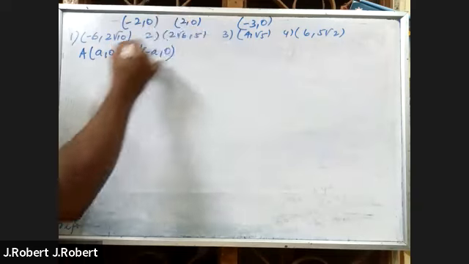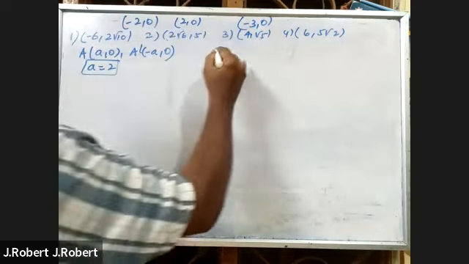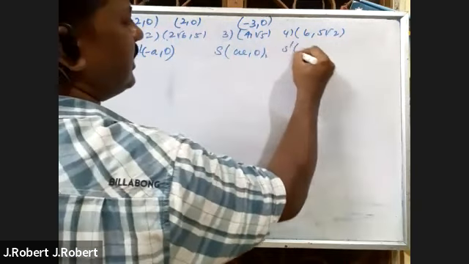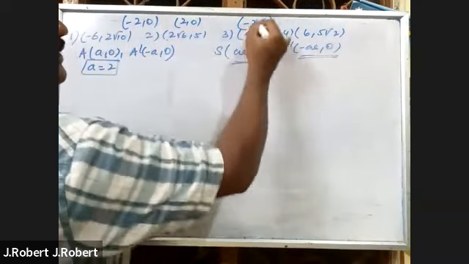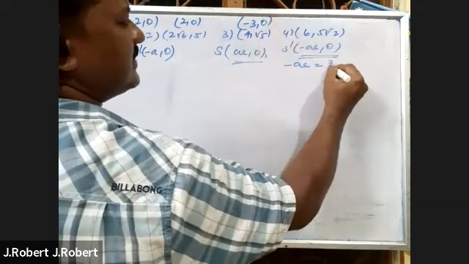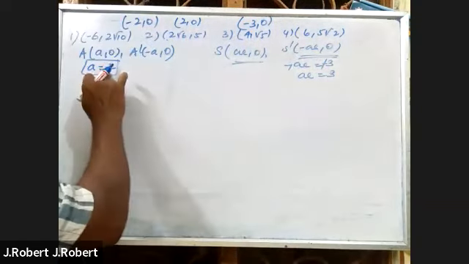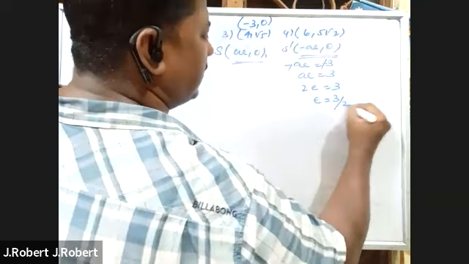Comparing with these two, we get a is equal to 2, no doubt. And the focus is S(ae, 0) or S'(-ae, 0). This is nothing but (-ae, 0). So -ae is equal to -3. We get ae is equal to 3. a is equal to 2 means 2e is equal to 3, or e is equal to 3 by 2.